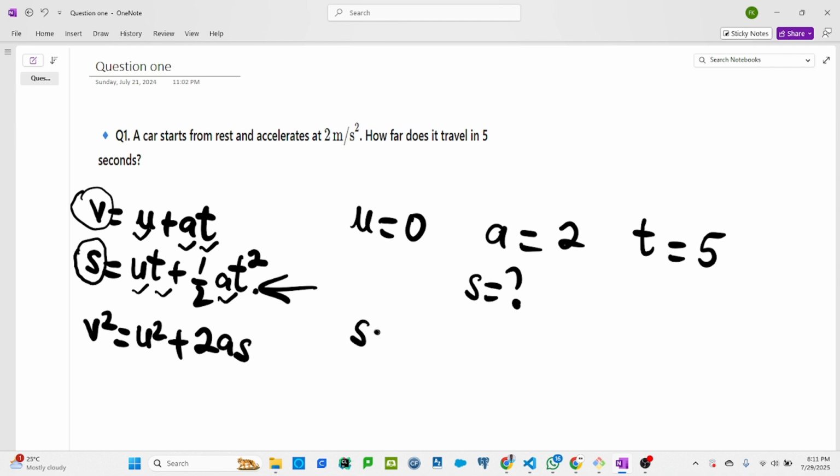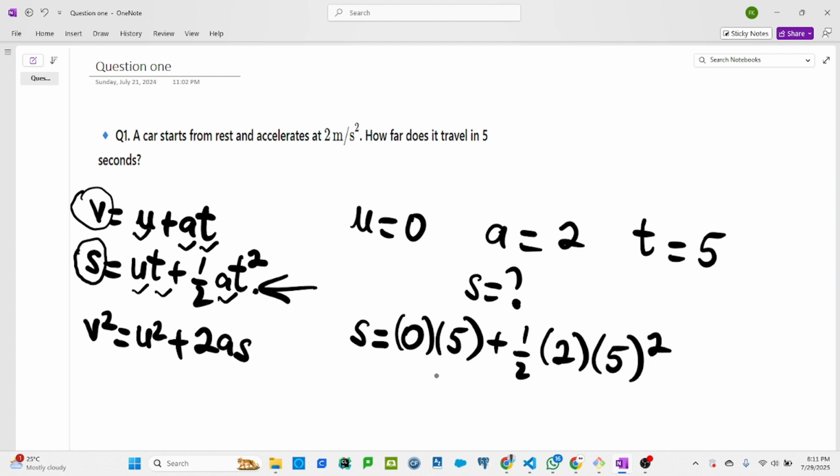Putting that into the equation, u is 0, so it's going to be 0 times t, which is 5, plus half a, the value of a is 2, and the value of t squared, which is 5 squared. So 0 times 5 is 0, plus half times 2 times 25 gives us 25. Because it is distance, the final answer should be 25 meters because they are looking for distance.